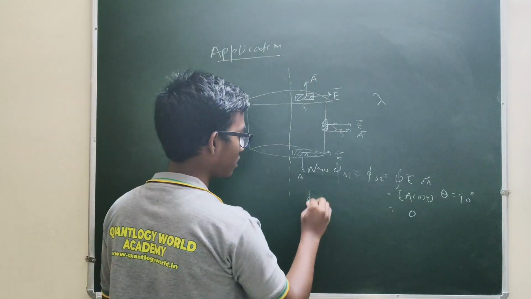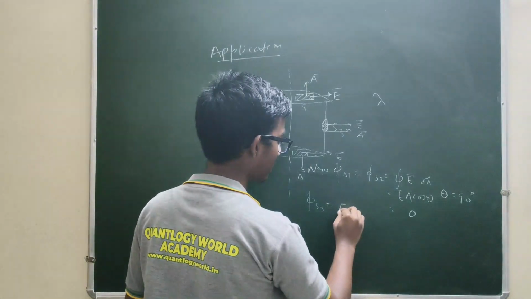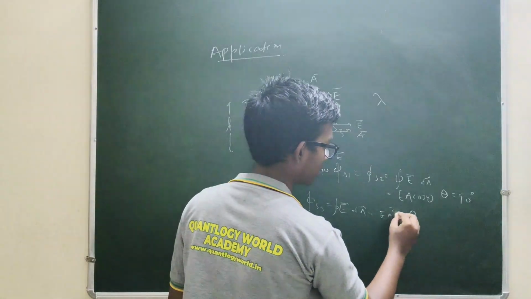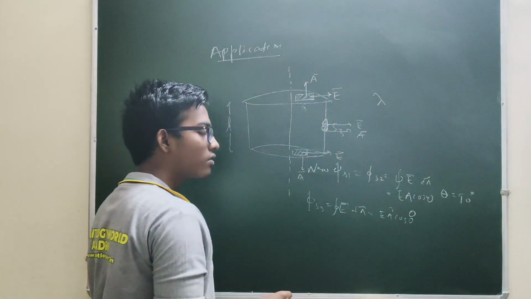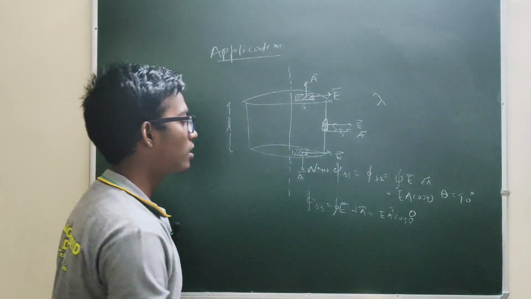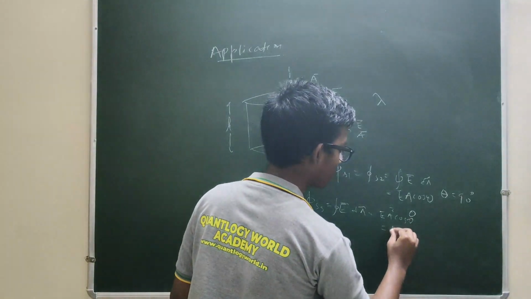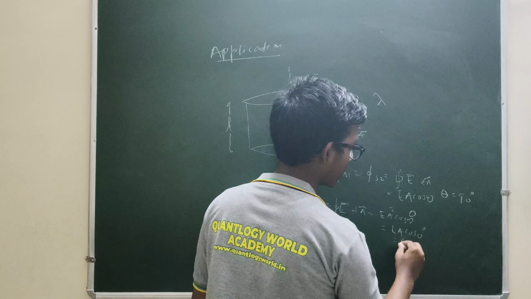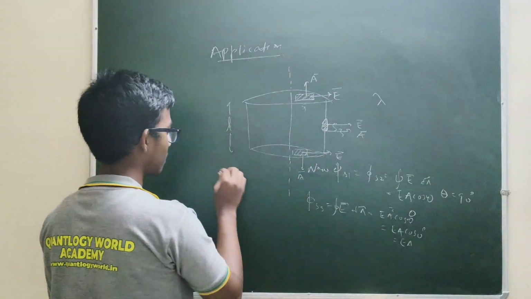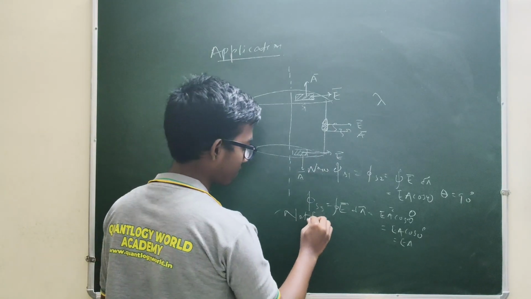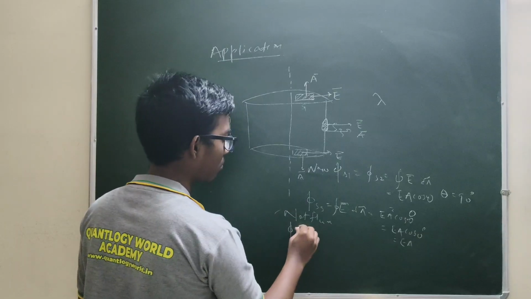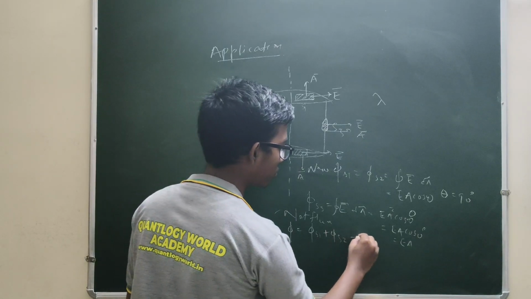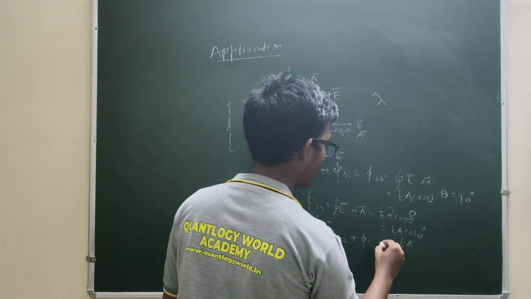And in surface 3, flux through surface 3 is closed integration of E dot dA, that is EA cos theta. Since electric field and area vector are parallel to each other, the angle between them will be 0 degree. So EA cos 0 degree, and we know cos 0 degree is 1, so it is EA. Now net flux will be the sum of all the flux through the surfaces, that is phi S1 plus phi S2 plus phi S3, that is EA.